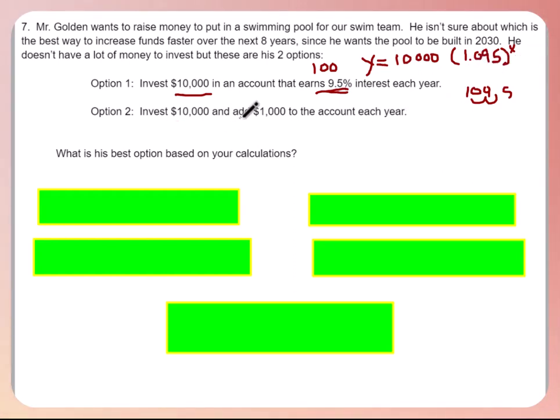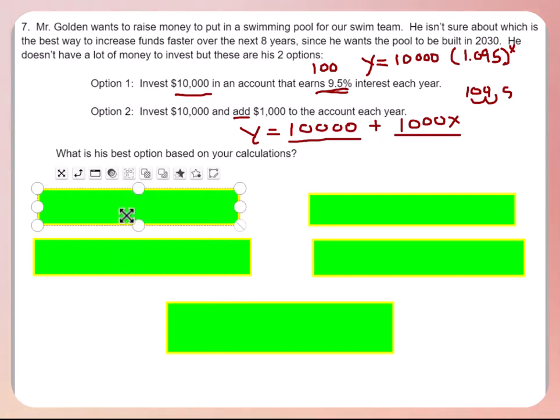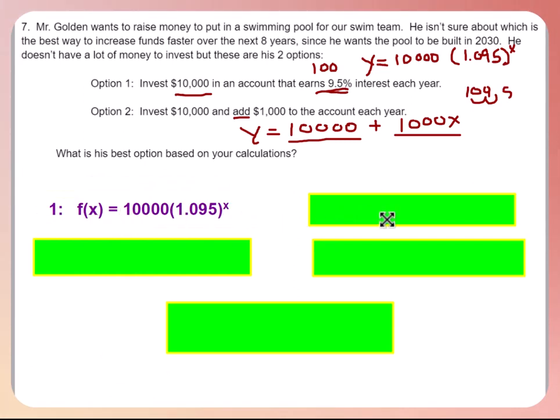This second equation is linear because we're adding. So we start with the initial amount of 10,000 plus 1,000 times x. Y equals, here's our mx, so the slope is 1,000, and here's our intercept. Okay, put those in, and maybe if you graph those, you can tell which one is going to be the better option. So we're only going out 8 years.